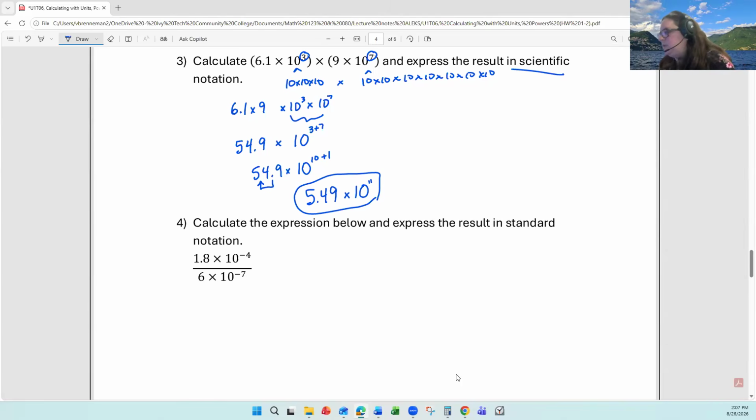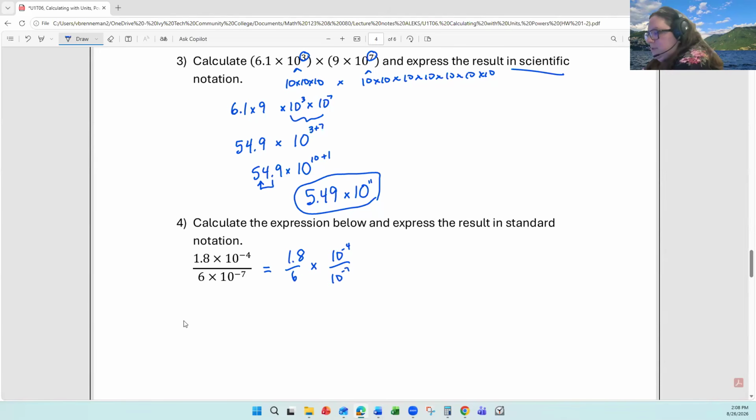For division, it's going to be the top power minus the bottom power. So we're taking away some of the 10s rather than adding more. And then you have to be careful with negative powers. So here we have 1.8 times 10 to the negative 4 divided by 6 times 10 to the negative 7. And I can split this to 1.8 divided by 6 times 10 to the negative 4 divided by 10 to the negative 7. Again, you don't need to write that out.